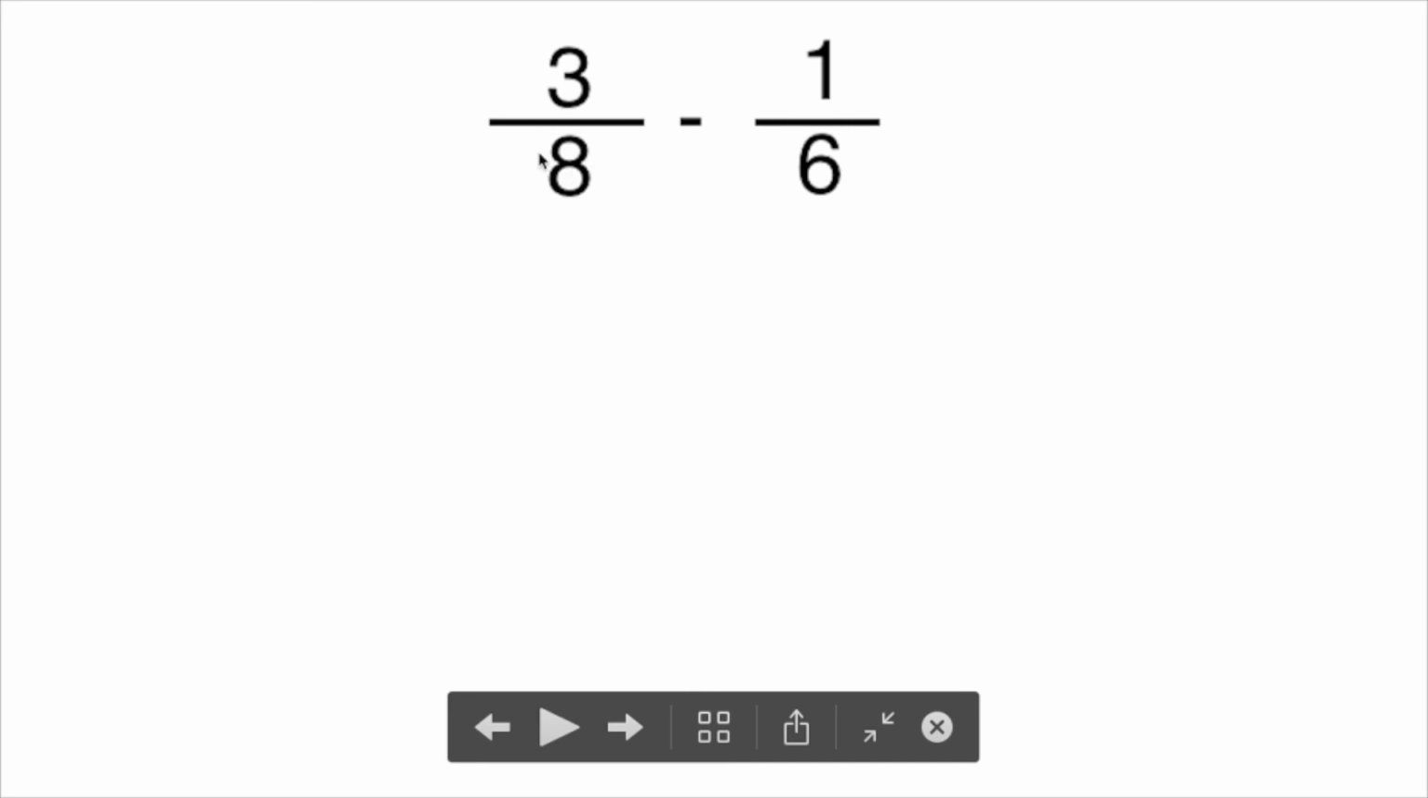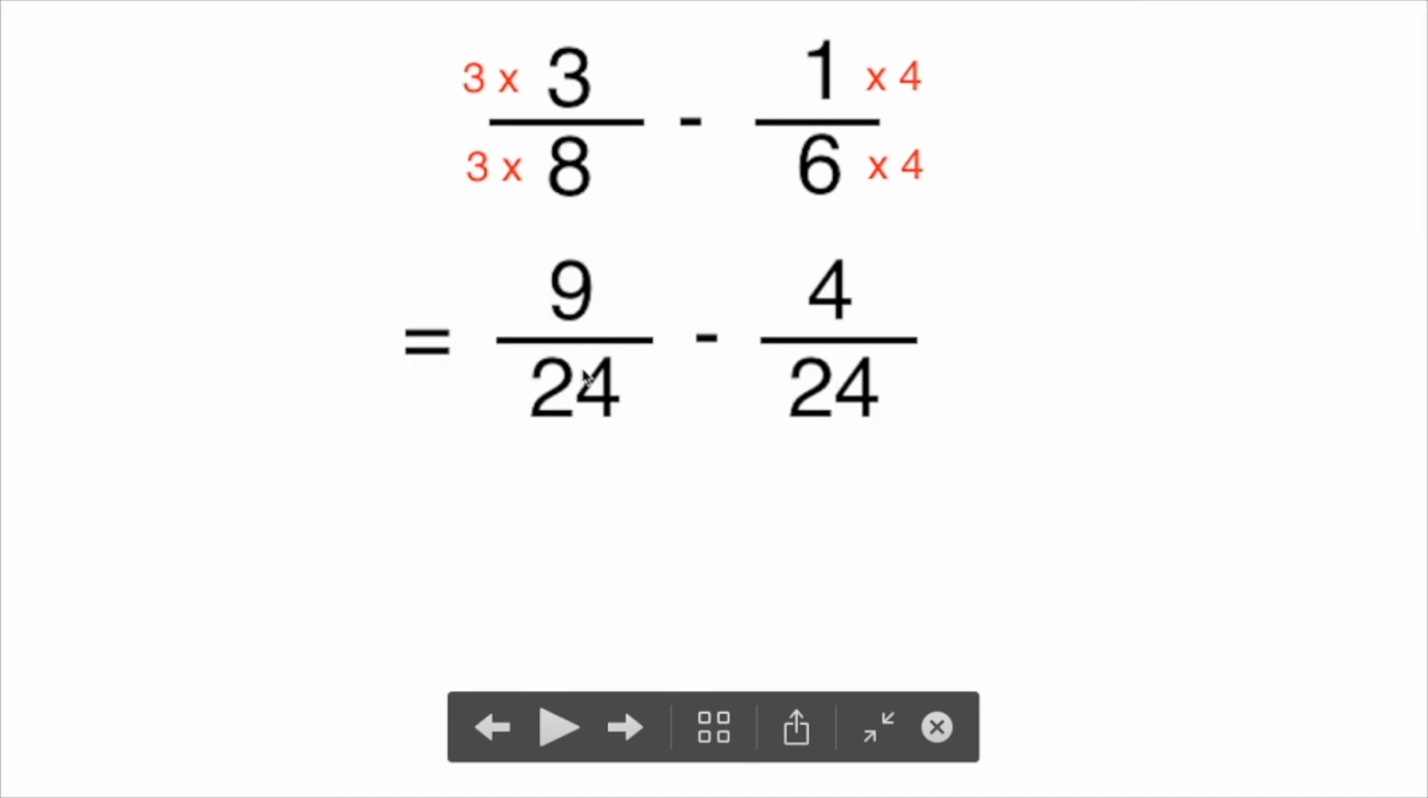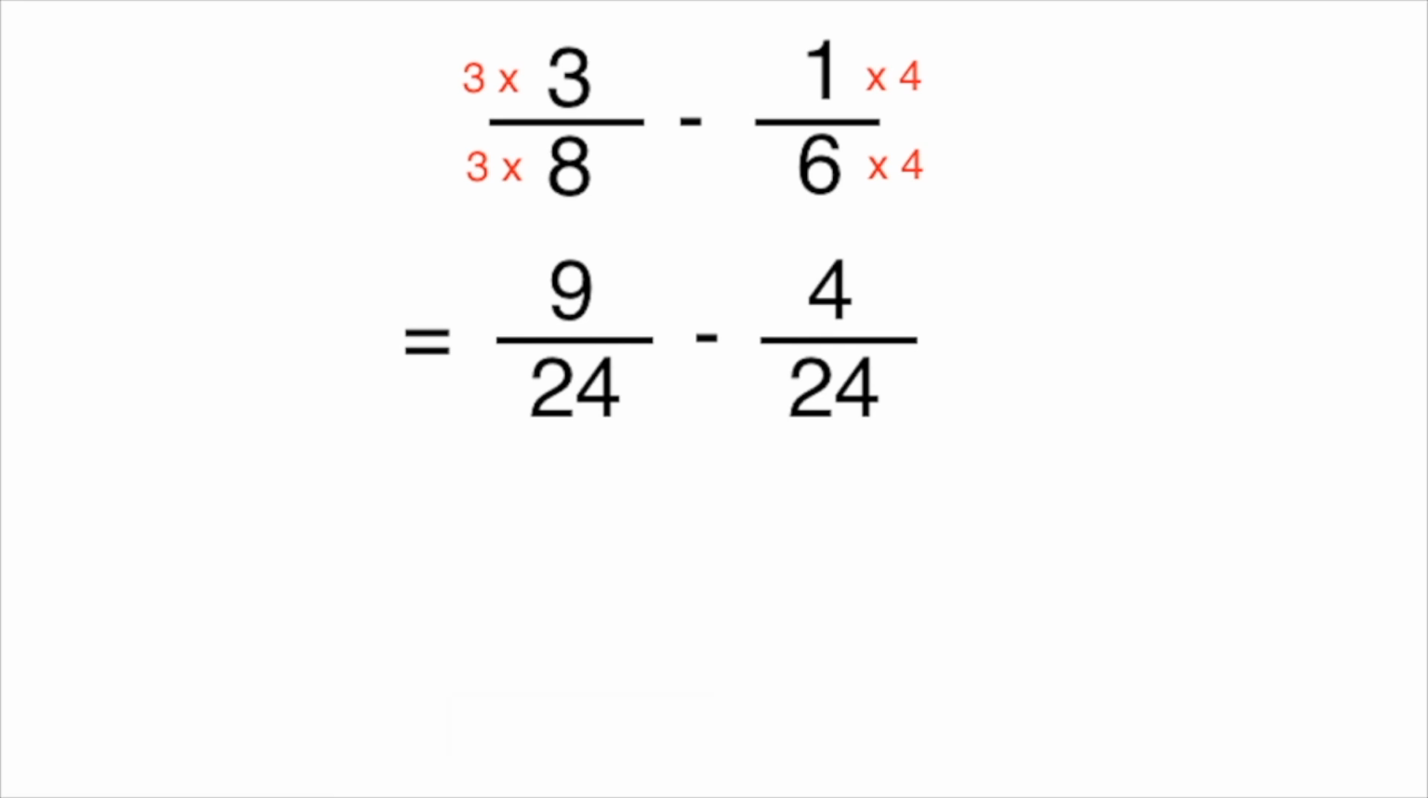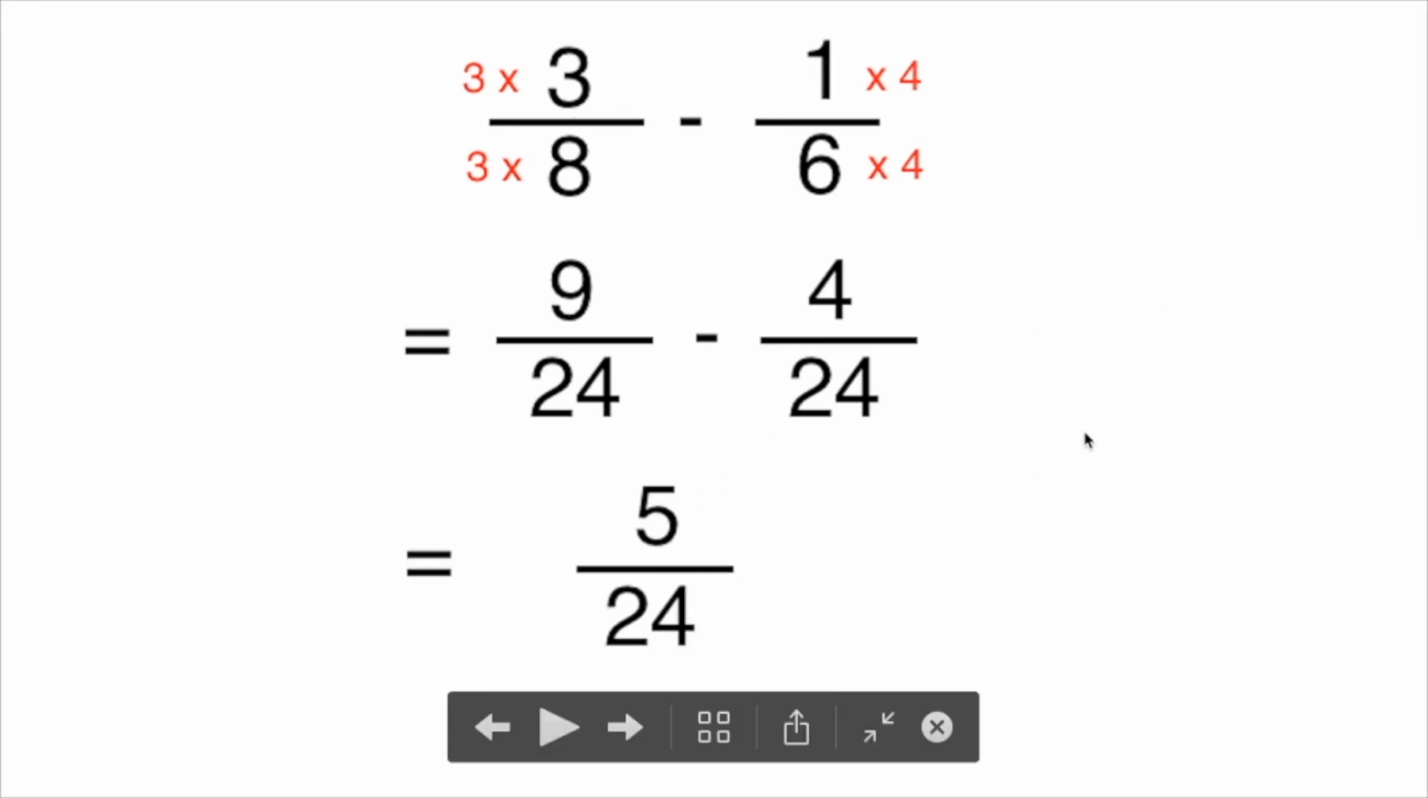Okay, let's do that. This one, I have to multiply 8 by 3. So I multiply both those numbers by 3. And this one, this fraction, 1 over 6, 6 times 4 is 24. So I multiply both these numbers by 4. So 3 times 3 is 9, and 1 times 4 is 4. So that's going to be 9 over 24 minus 4 over 24. Now I've got the same denominator, 24, so I can subtract. The new answer will have 24 as a denominator, and then 9 minus 4 for my numerator. 9 minus 4 is 5. 5 over 24. There's your answer.